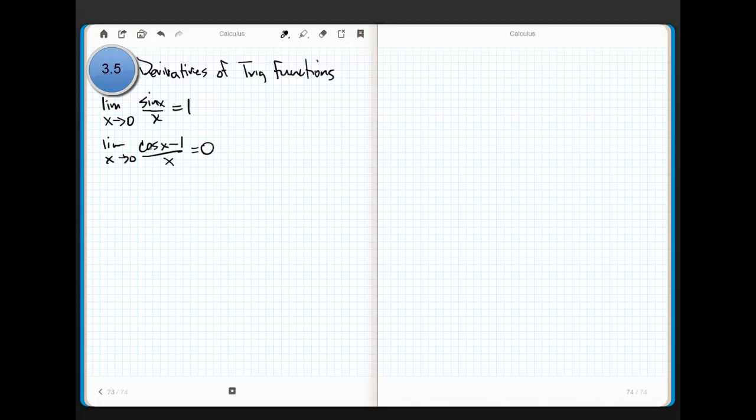Now we played around with this. We'll prove this down the road. We want something called L'Hopital's here for down the road. But that said, these two limits are really good limits for us to be able to take the derivatives of the trigs. Now here's what I'm going to do. If f of x equals sine of x, I want to know what f prime of x is. That's what I want to know.